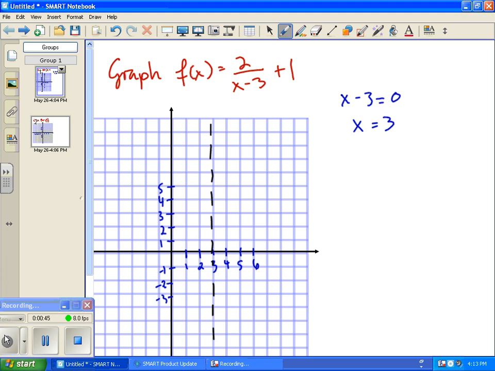Okay, also we have a horizontal asymptote. Now, if you look at the function, we have this plus 1. If that wasn't there, if our function was only 2 over x minus 3, then the asymptote would be just at y equals 0. But the plus 1 indicates a shift up, so everything shifts, the whole function, including the asymptote. So now our asymptote is at y equals 1. So let's graph that.